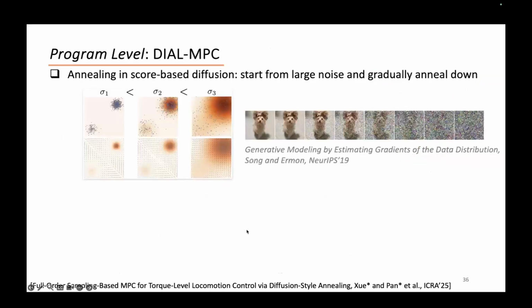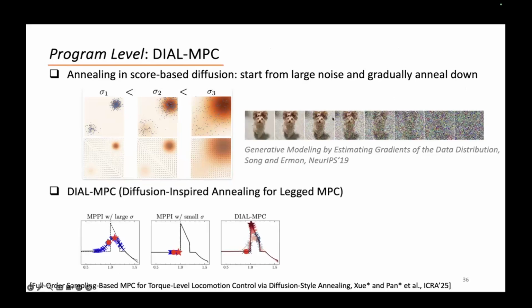Once we realized this, we found MPPI didn't really do annealing. Annealing has proven to be very important for diffusion models. You need to sample from big sigma, from a more noisy distribution, all the way to less noisy ones. And MPPI didn't really do this. Once we figured this out, we discovered a new algorithm called DIAL-MPC, which stands for diffusion-inspired annealing for legged MPC.